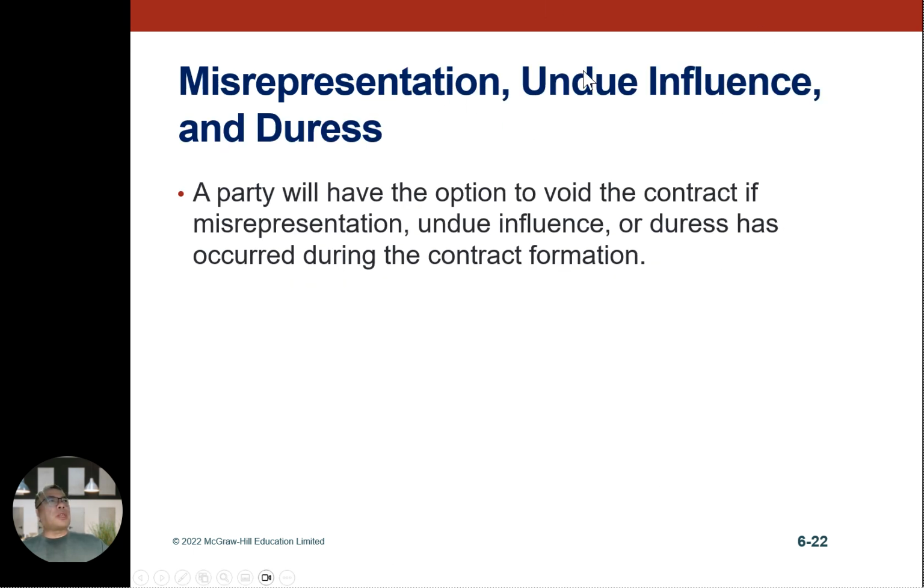And then misrepresentation, undue influence, and duress. A party will have the option to void the contract if misrepresentation, undue influence, or duress has occurred during the contract formation. Duress is being under stress, under heavy pressure of influence.